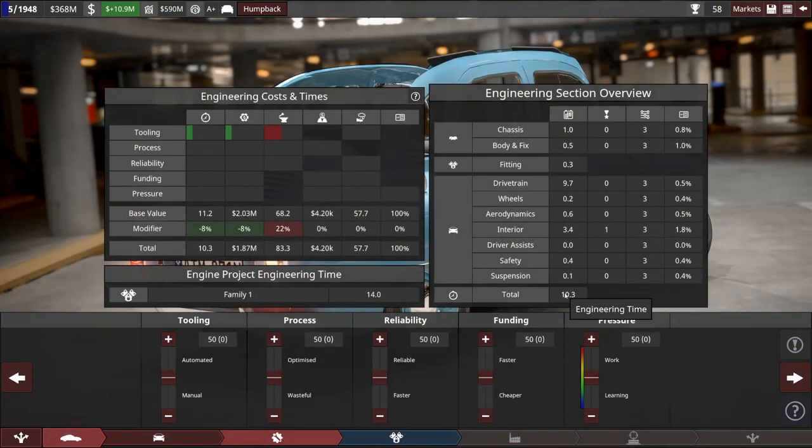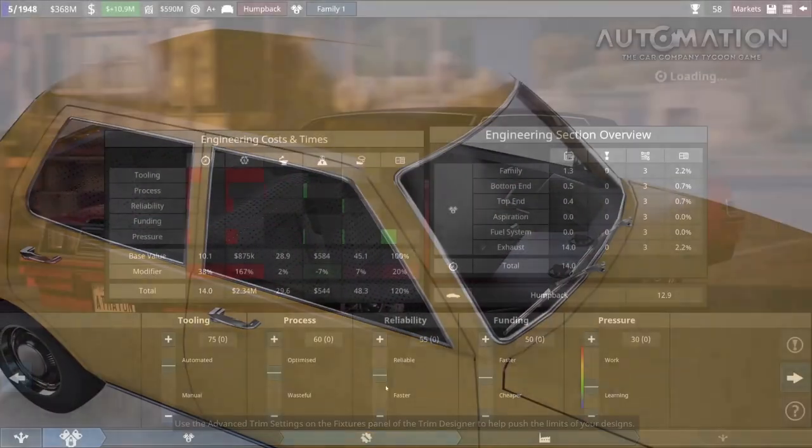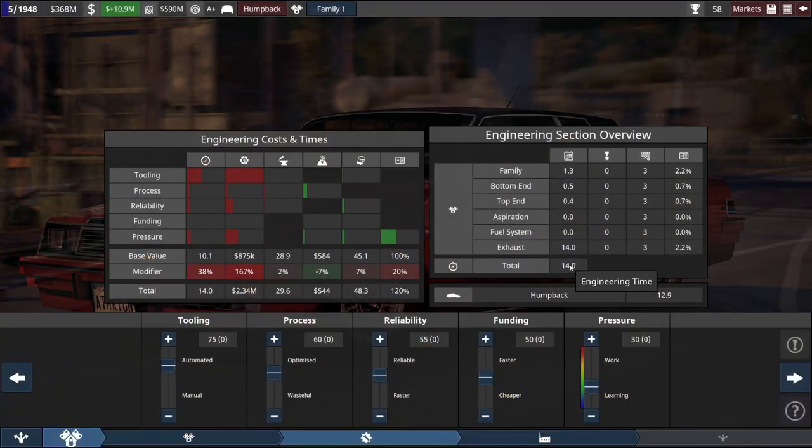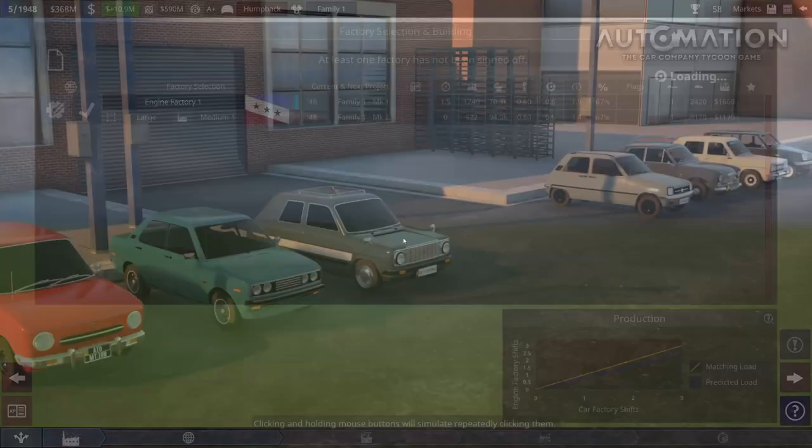Now our facelift is going to take 10 months. Let's see. Let's get a little more tooling in here. A little more reliability. It's been 13 months. And the engine is going to take 14 months. I'm going to up the pressure on that. I think all that time's coming from the exhaust. That lined up 13 months.